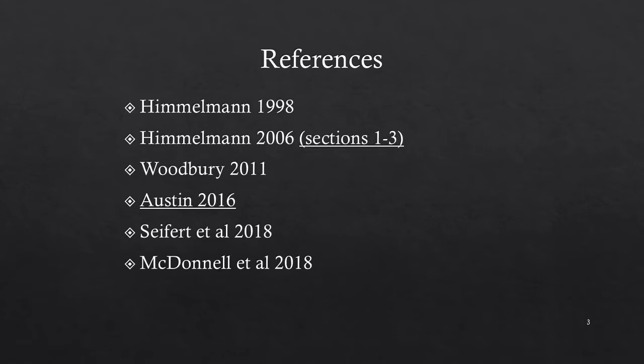These are the 6 references that are covered in this presentation. The 2 that are the minimum expected reading for this course are Himmelmann 2006, at least sections 1 through 3, and Austin 2016. It's recommended that you also look at Himmelmann 1998, at least to skim through it. So this is the paper that is often cited as the beginning of the development of language documentation as a distinct subdiscipline in linguistics.